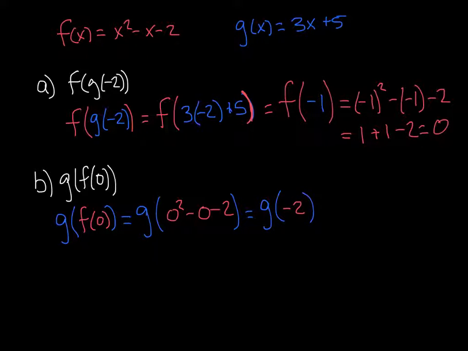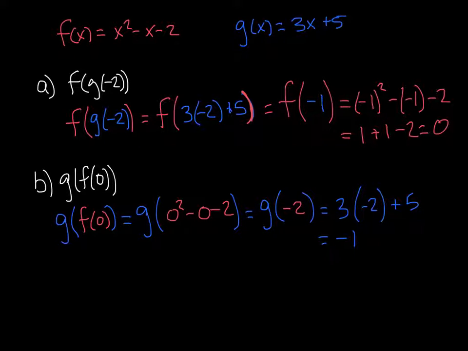So that -2, again, is just whatever f of 0 is, right? We put 0 into the f function, we got something. Now we need to take that and put it through the g function. So when we do that, we're going to get 3 times -2 plus 5. That becomes a -6 plus 5, which is a -1. So there's A and B.